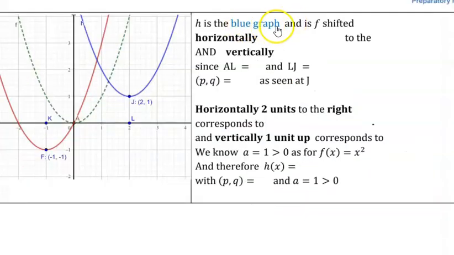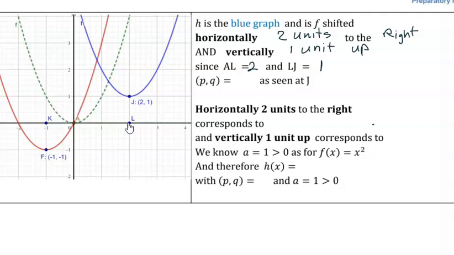Now let us look at the blue graph. The blue graph is labeled h. And again, it is f that was shifted horizontally. We see from A to L, it's shifted horizontally. AL gives us 2, so it is 2 units to the right. And vertically, from L to J, or JL, that's 1 unit. So it's vertically 1 unit up.